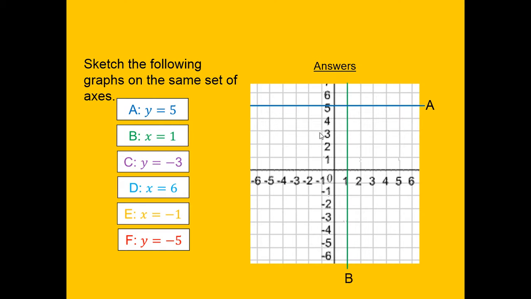Okay, these are the answers. X is equal to 1. Y is equal to -3, horizontal. X is equal to 6, vertical. X is equal to -1, that's another vertical line. And Y is equal to -5, that is another horizontal line that crosses at -5. Okay, and that's how you draw it.